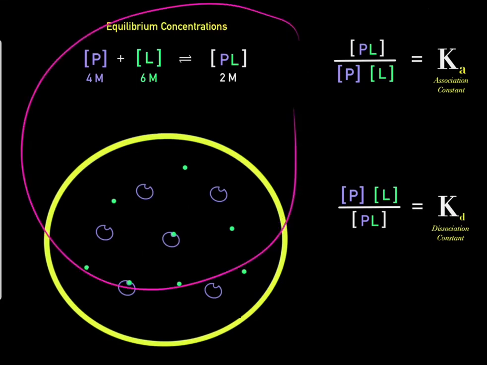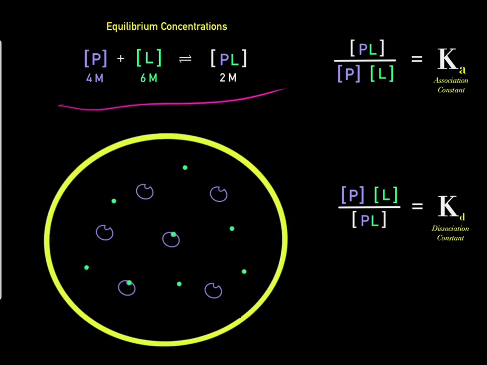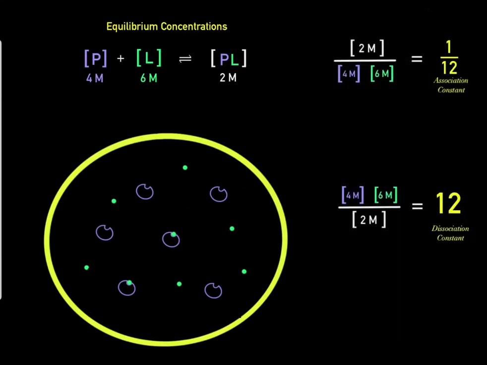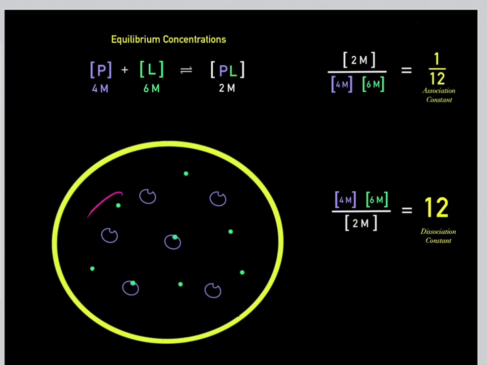For example, let's say this reaction reaches equilibrium, so we have these equilibrium concentrations, and let's plug them into these formulas to get the association constant, dissociation constant. So if we did that, we would get an association constant of 1/12 and a dissociation constant of 12. So now we know this particular reaction with this particular ligand and this particular protein has an association constant of 1/12 and a dissociation constant of 12.